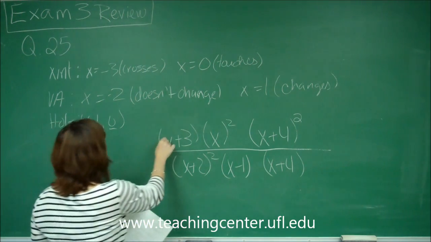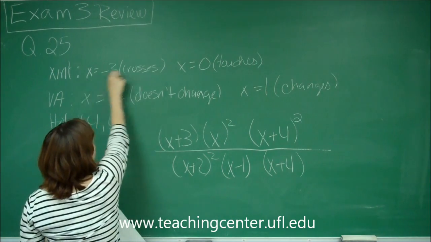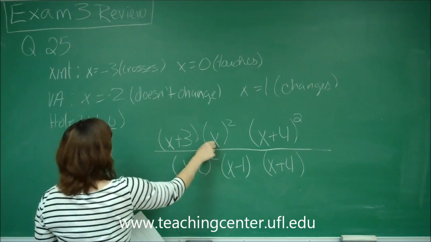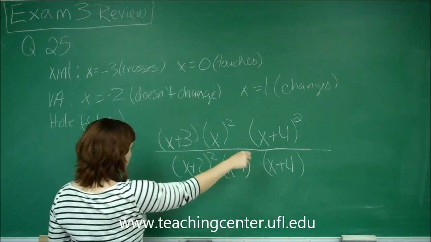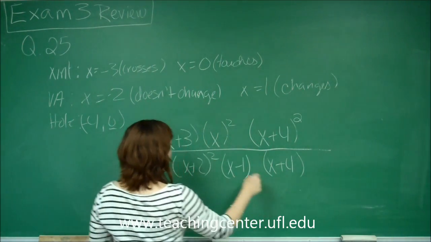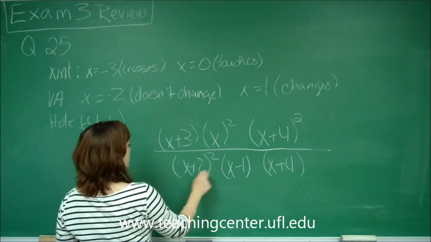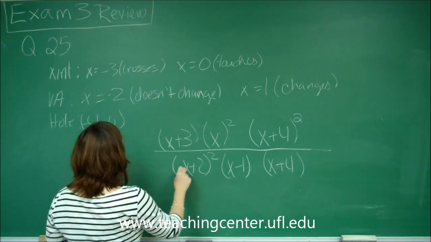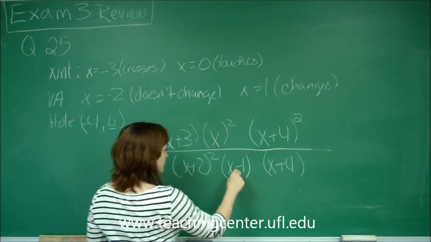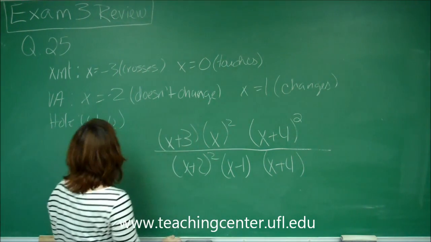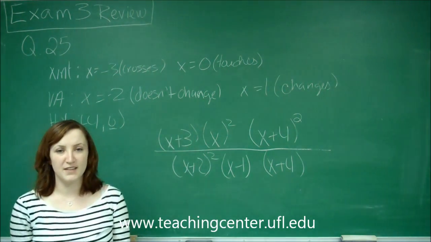So we've got x plus 3, where it's crossing, to the power of 1, and x squared, equaling 0 where it touches. We're going to get our hole from here. Then x minus 1 and x plus 2 give our vertical asymptotes at x equals 1 and x equals -2. The sign isn't changing at one, so it's a squared term, and the sign is changing at the other, so it's odd. So that is how you do number 25.